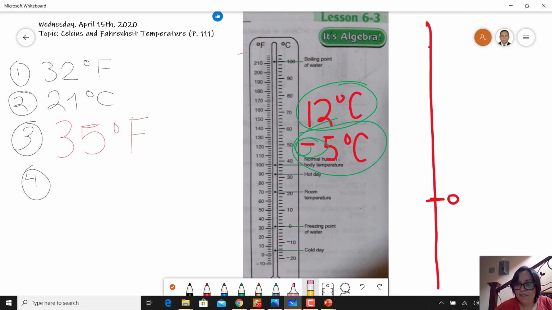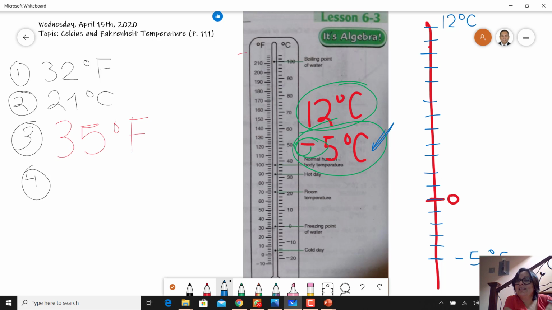So that means that from 0 up, we are going to have 12. 0, 1, 2, 3, 4, 5, 6, 7, 8, 9, 10, 11 and 12. Here we have 12 Celsius degrees. And from 0 down, we are going to have how many? 5 Celsius degrees. So here we have 0, minus 1, minus 2, minus 3, minus 4, minus 5. So here we have minus 5 Celsius degrees.